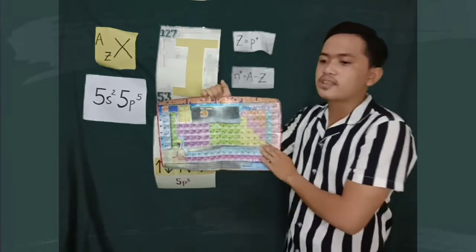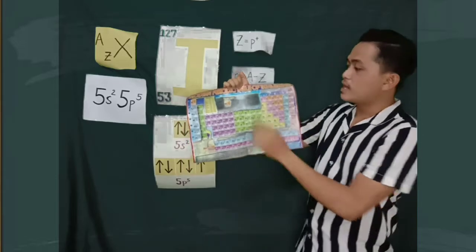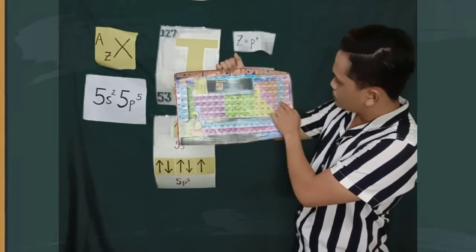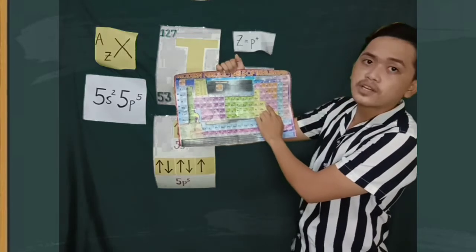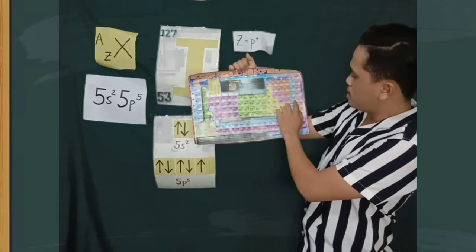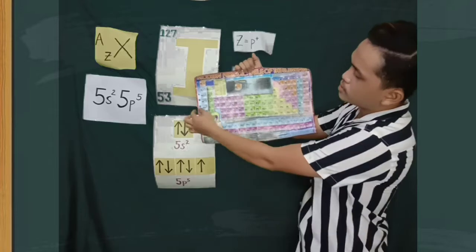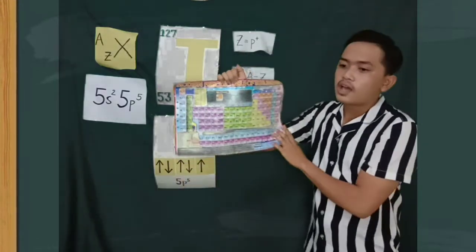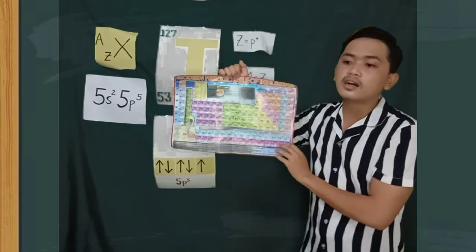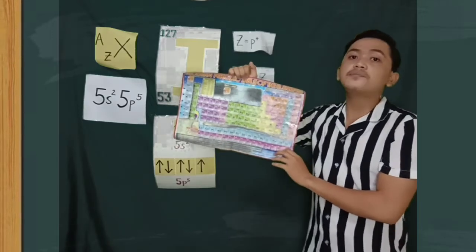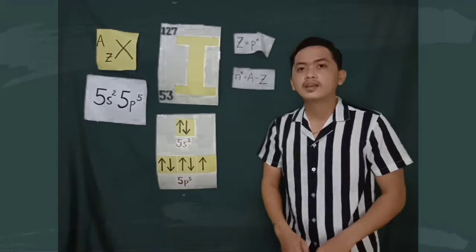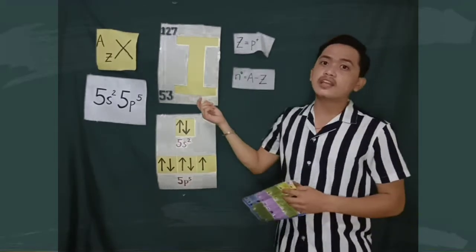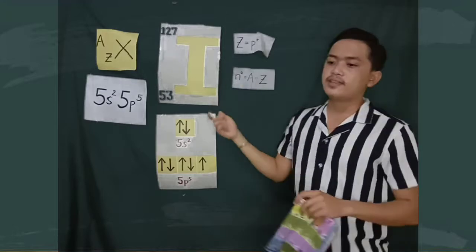So let's now get the period number in the periodic table. So here's the iodine. Let's look for its period number. Iodine here. So iodine is located in the 5th period in the periodic table. So let's proceed in getting the valence electron configuration of the element iodine.